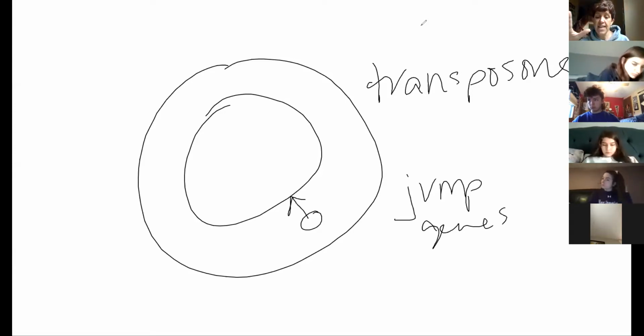So all of these things, transposons, transduction, conjugation, and transformation, they all increase the genome. They all increase the variety of genes that are found in any organism.